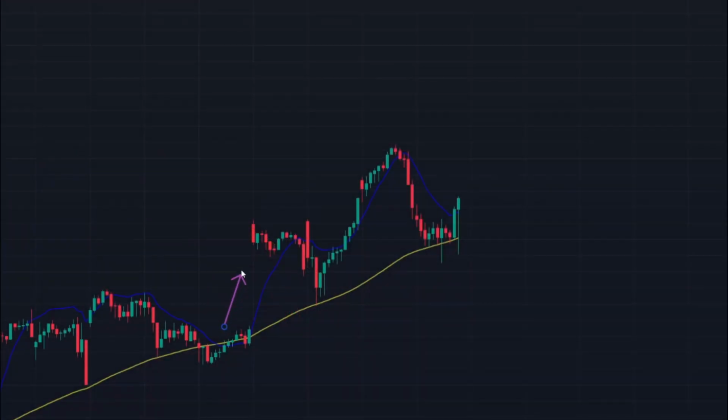So, after the price has made higher highs and higher lows, if the price opens above the 21-period zero-lag EMA line, that is your entry point for the long trade.